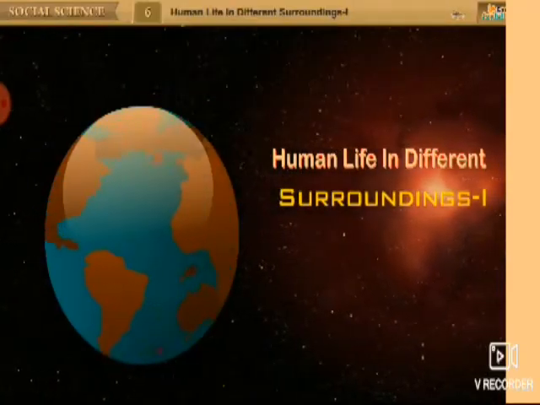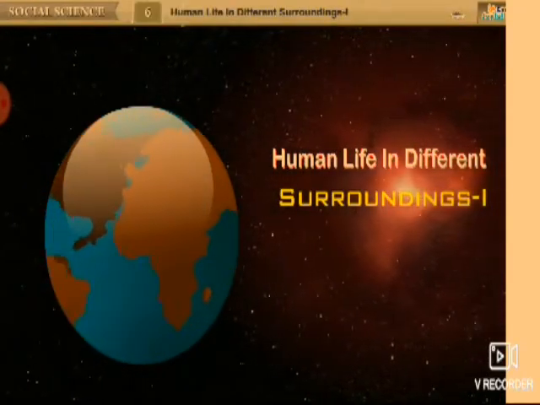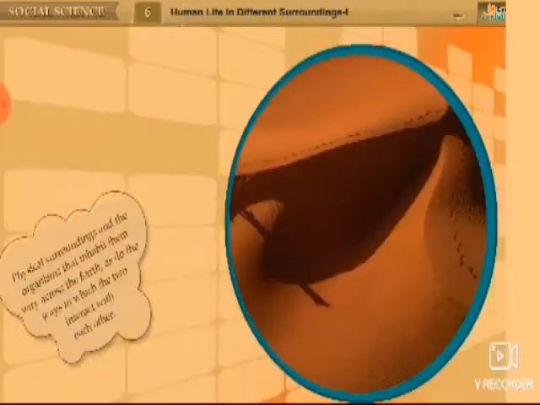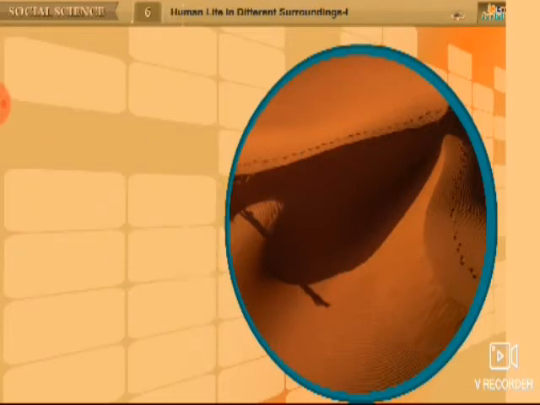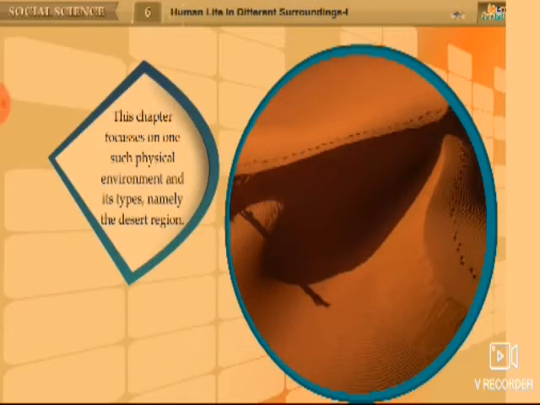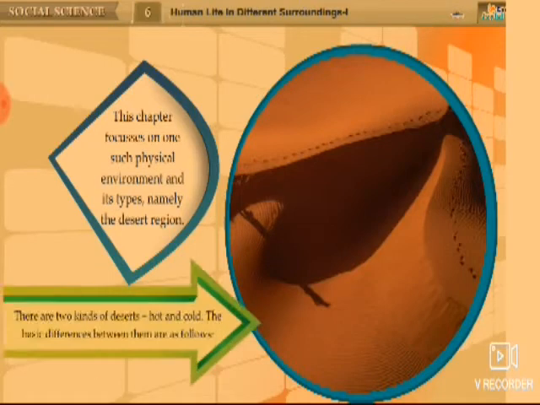Number 6. Human life in different surroundings. Part 1. Physical surroundings and the organisms that inhabit them vary across the earth, as do the ways in which the two interact with each other. This chapter focuses on one such physical environment and its types, namely the desert region.